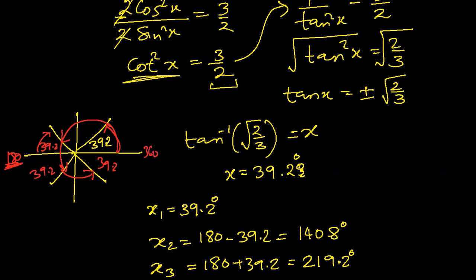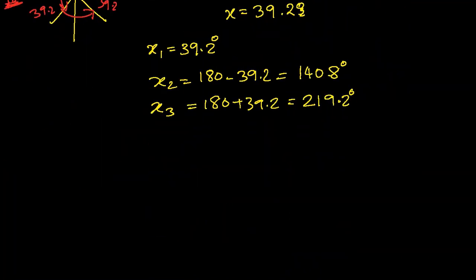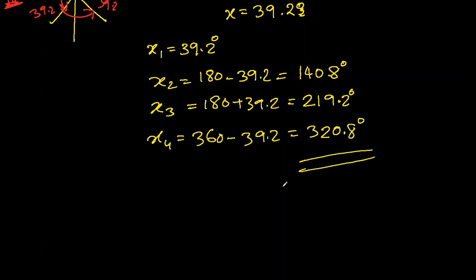And that will give us the fourth answer and final. x4 equal to 360 minus 39.2, which will be 320.8 degrees. These are the 4 solutions of this question.